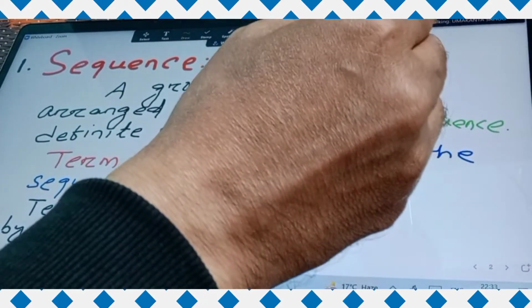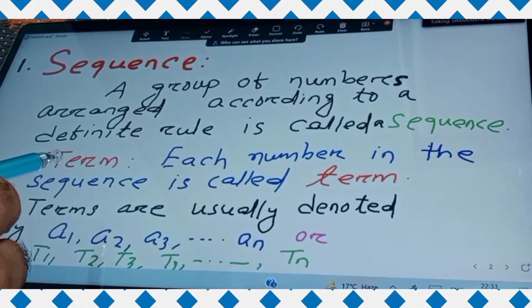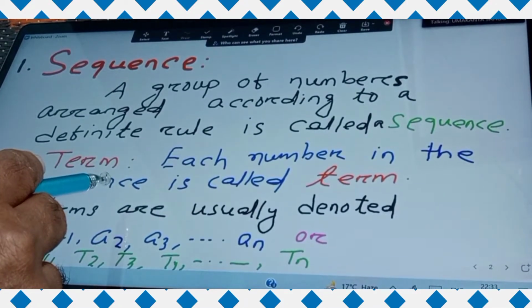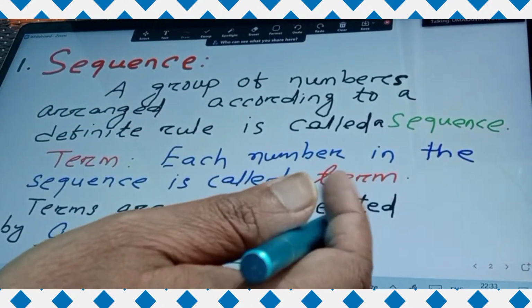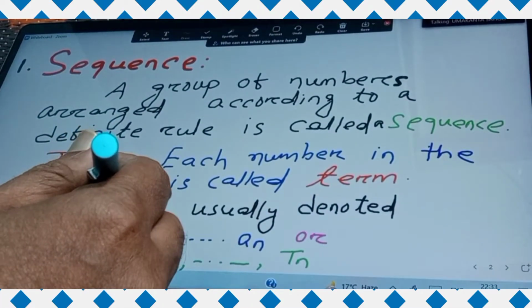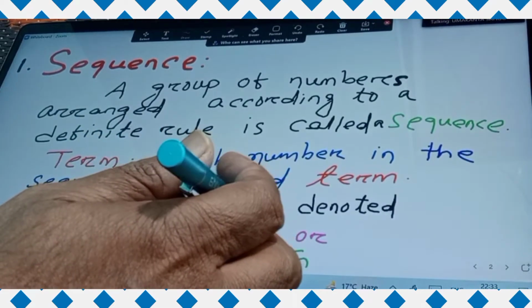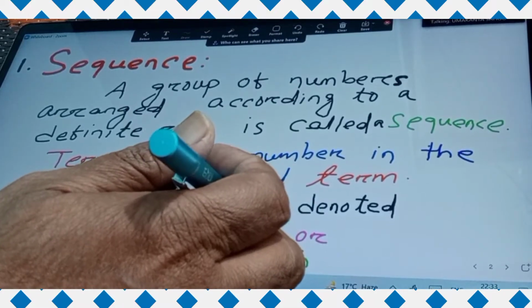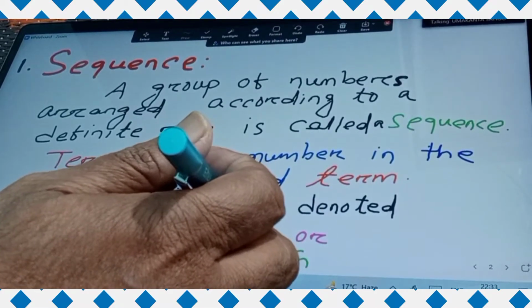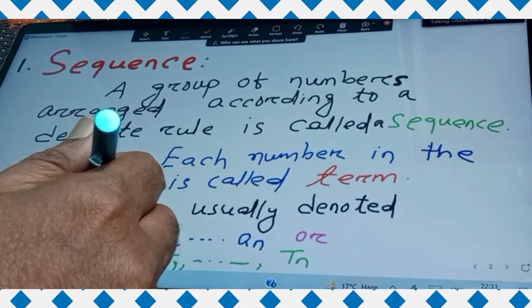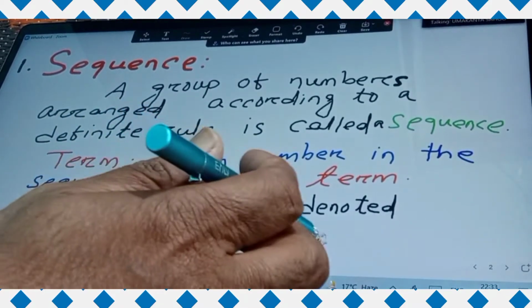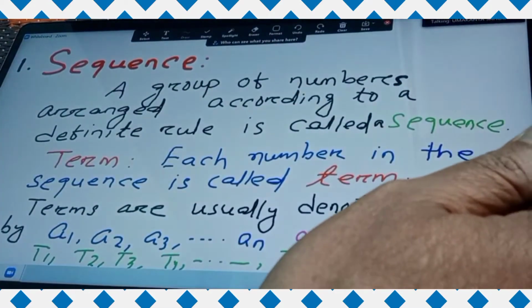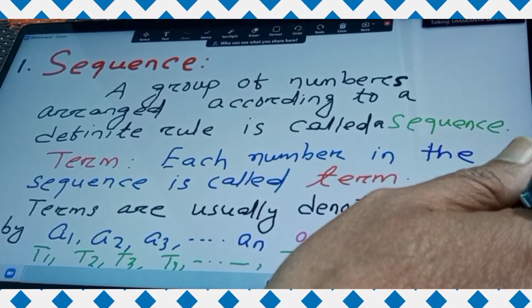That is called a sequence. Understand? Another term is term. What do you mean by a term of the sequence? Each number in the sequence is called a term. And the terms are usually denoted by the letters a1, a2, a3, up to an, or sometimes by the letters t1, t2, t3, t4 up to tn. Okay, understand? Is it clear?